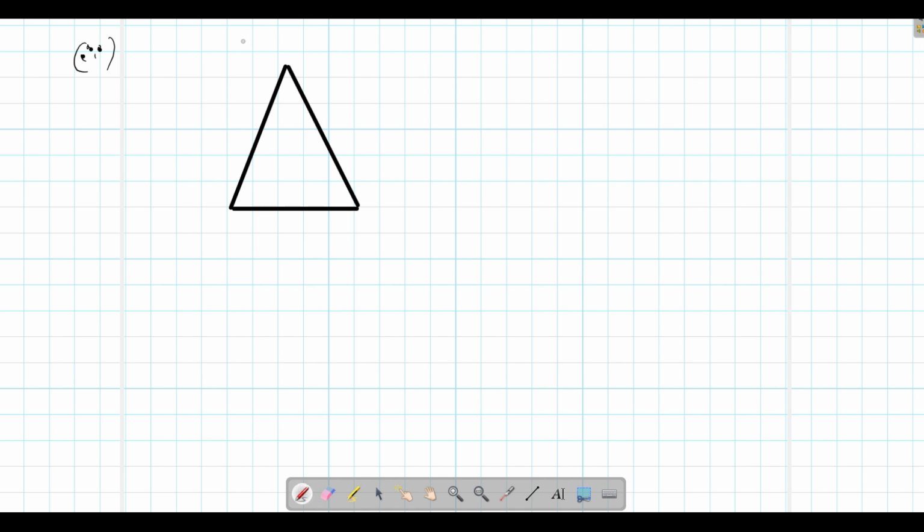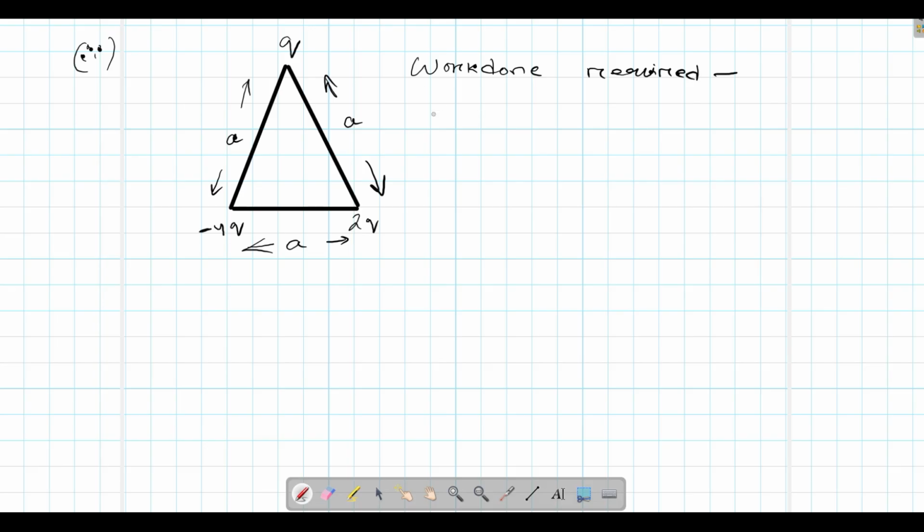So charges q, minus 4q, 2q. Sides are A. So this is also A. This is an equilateral triangle. So how much work done is required to dissociate the charges? Work done required equals how much?